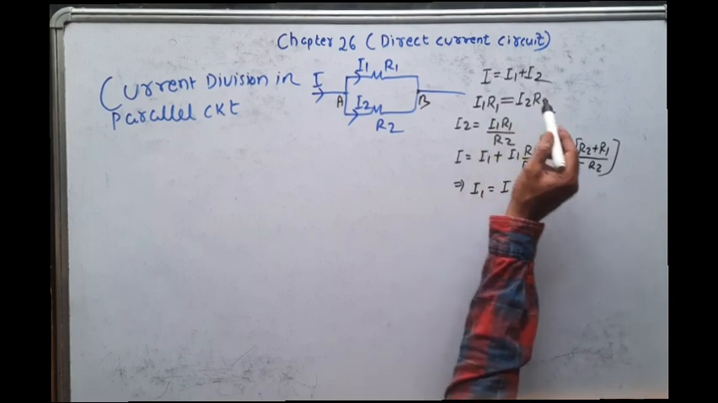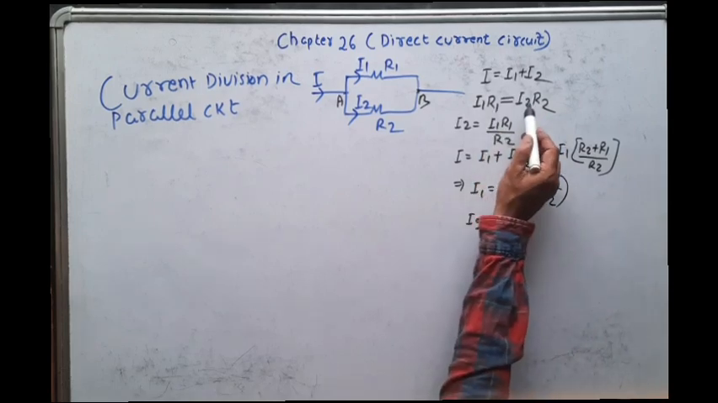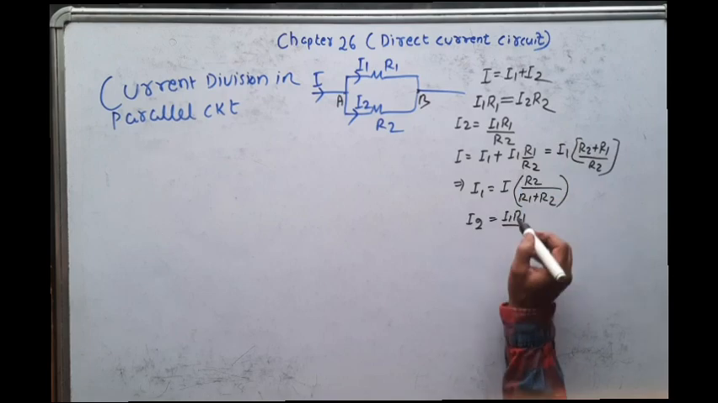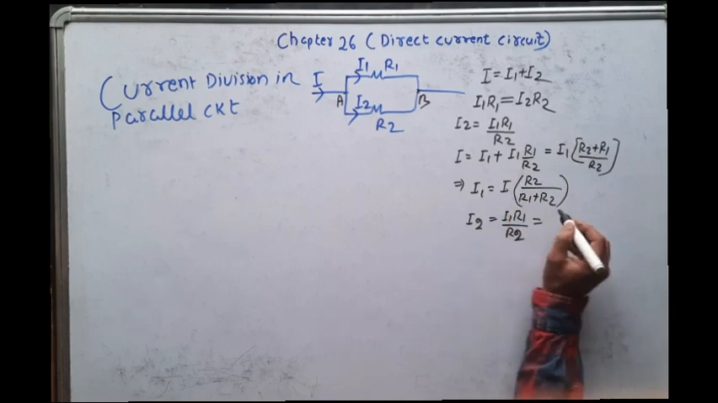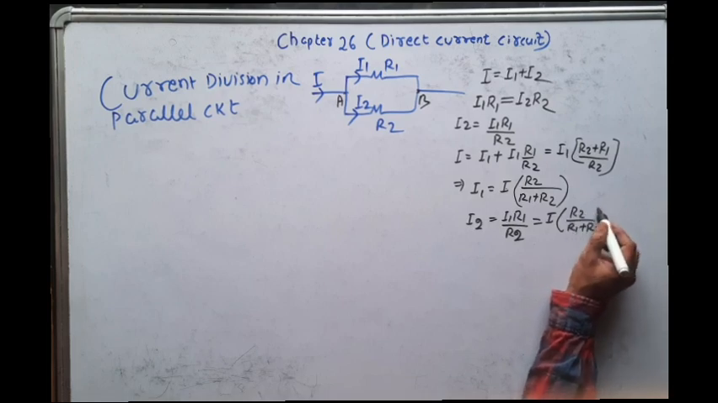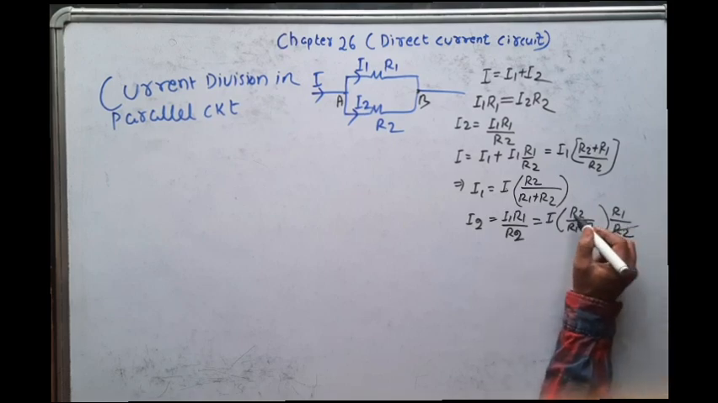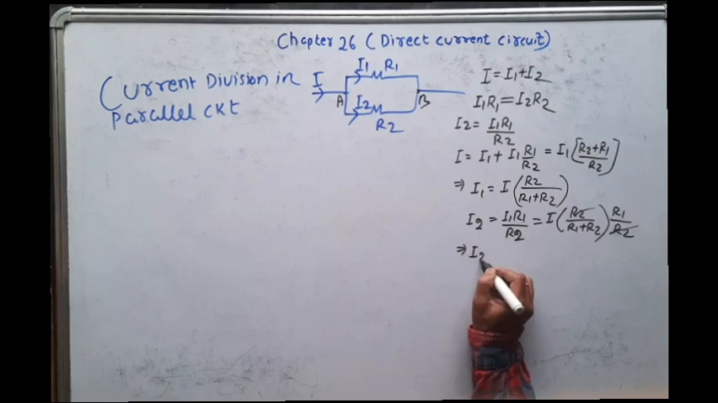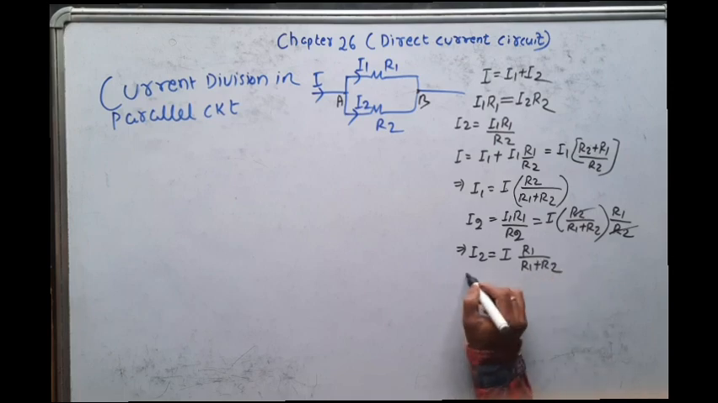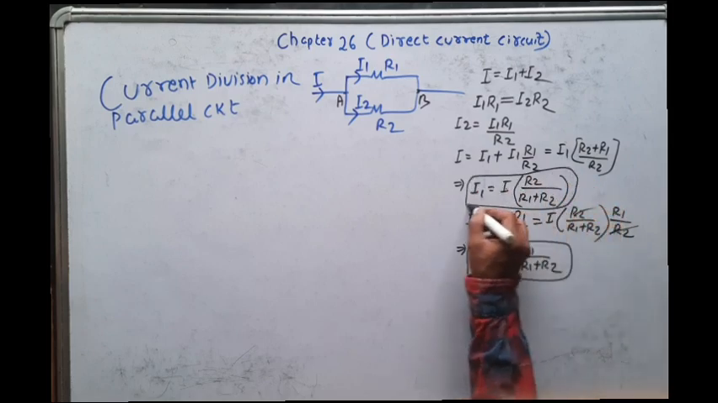And then what is I2? I2 is nothing but I1 R1 divided by R2. So I1 we have got as I into R2 by R1 plus R2, into R1 divided by R2. R2 cancels. So we got I2 is equal to the total current I into R1 by R1 plus R2. So this is the current division formula.